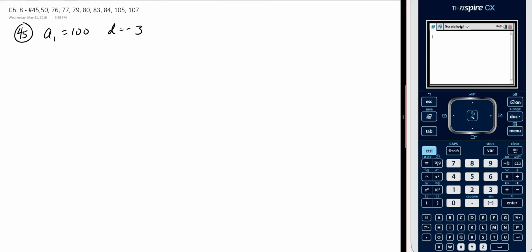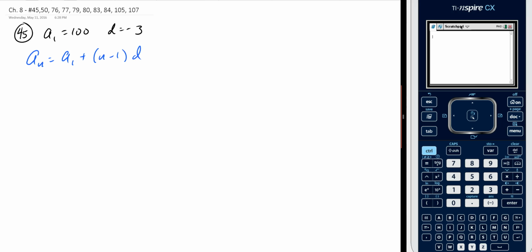Alright, here's the Unit 8 review for the final exam. So let's start with number 45. It says find the formula for a sub n for the arithmetic sequence and find the sum of the first 20 terms. So the formula for a sub n for any arithmetic sequence is going to be a sub n is equal to a1 plus n minus 1 times d.